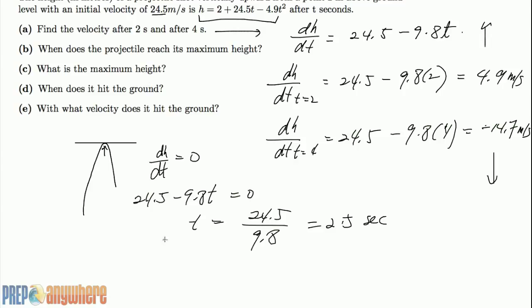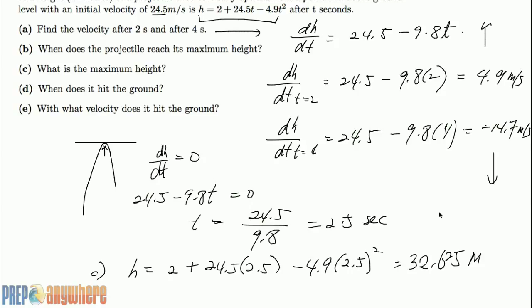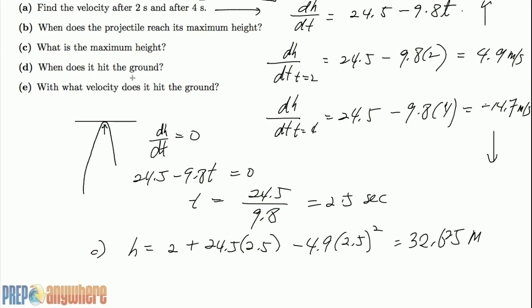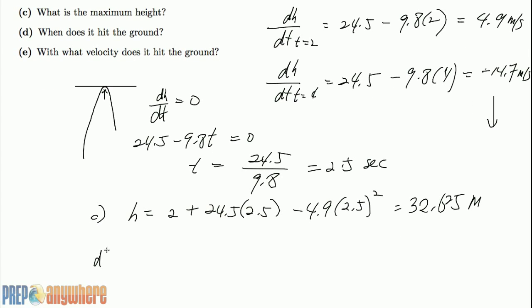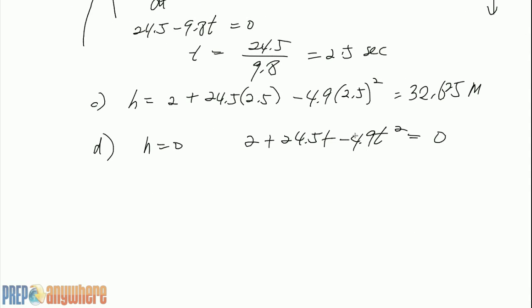What is the maximum height? For part C, you got to replace the t in the original equation with 2.5. And you get 32.625 meters. When does it hit the ground? Well, it hits the ground when h is 0. So let's set the original equation, which is 2 plus 24.5t minus 4.9t squared, equal to 0. Okay, so you can just use the quadratic formula.